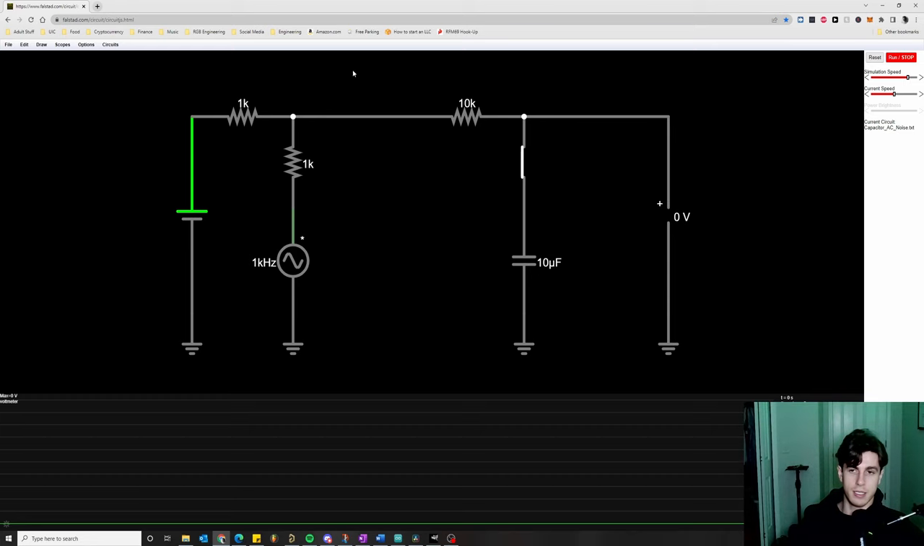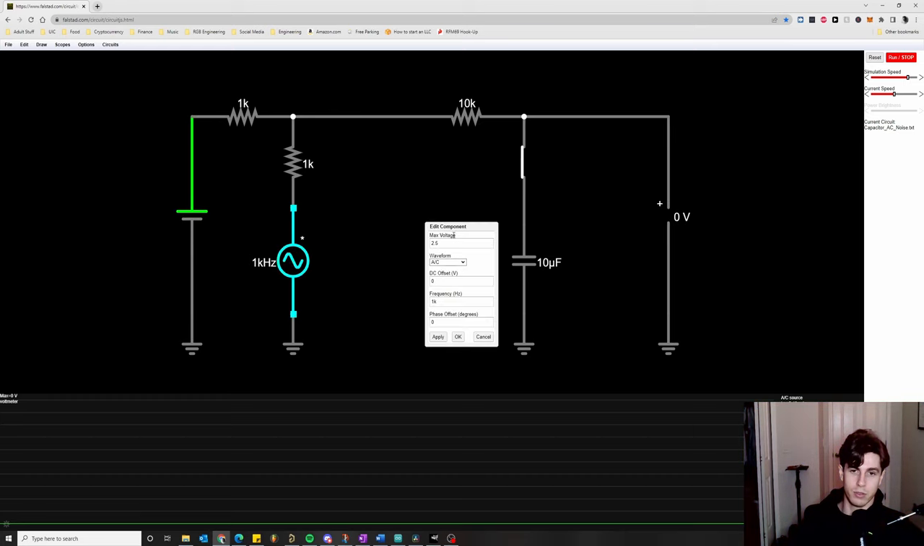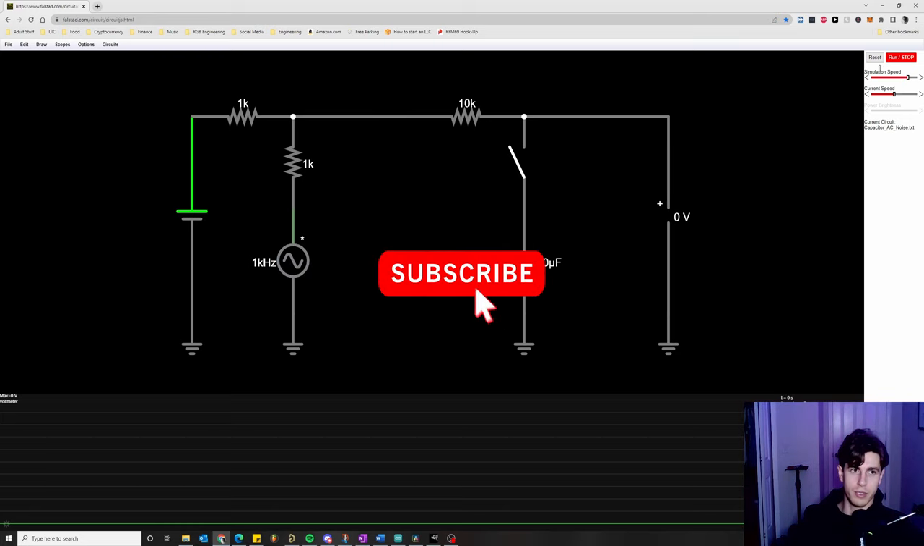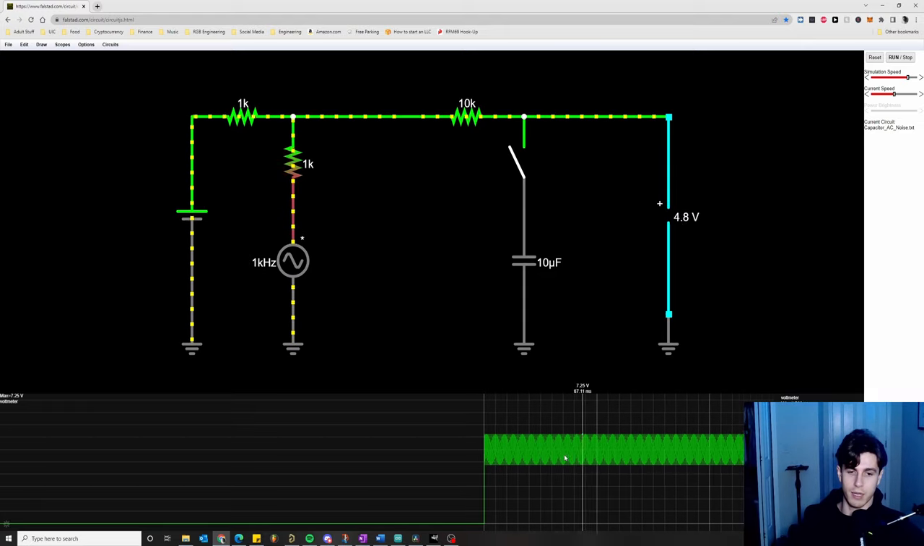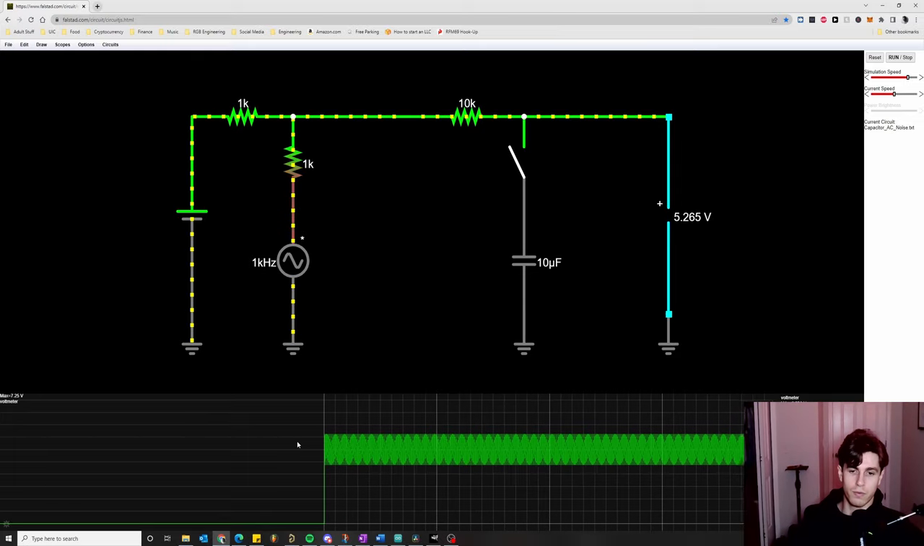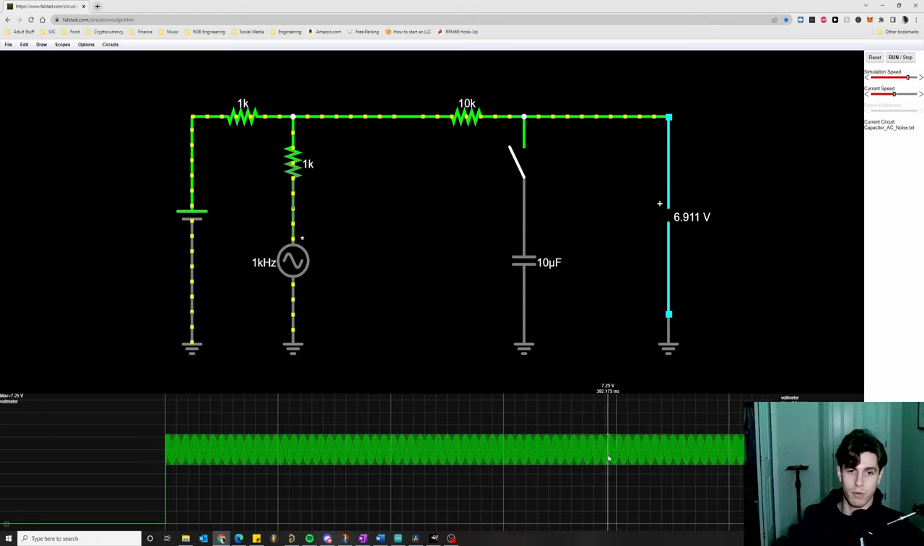So let's take a look at this example I have here. I have a DC voltage source, which is 12 volts. Then I have an AC voltage source, which is 2.5 volts with a frequency of 1 kilohertz. Let's run the simulation real quick, and you can see that we have some AC signal with a DC offset. Now let's say we were trying to filter out the AC signal and just get our clean 12 volt DC.